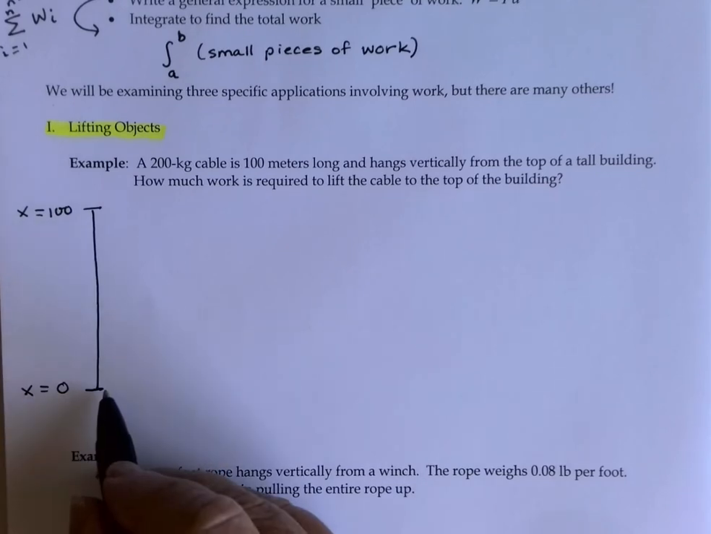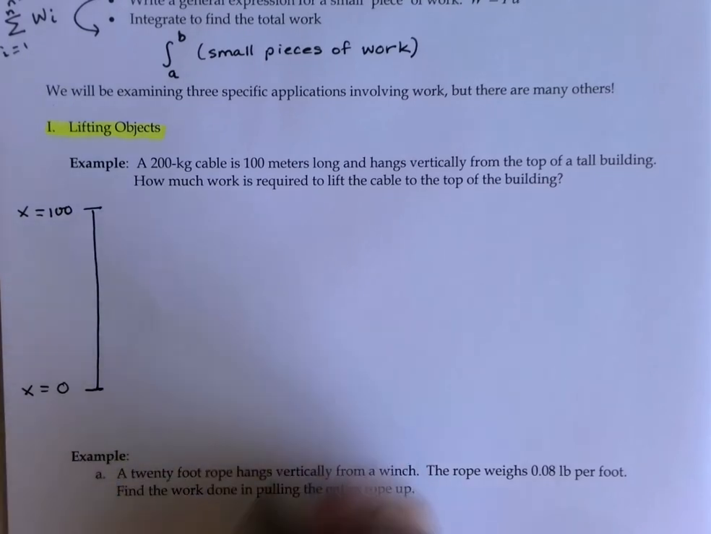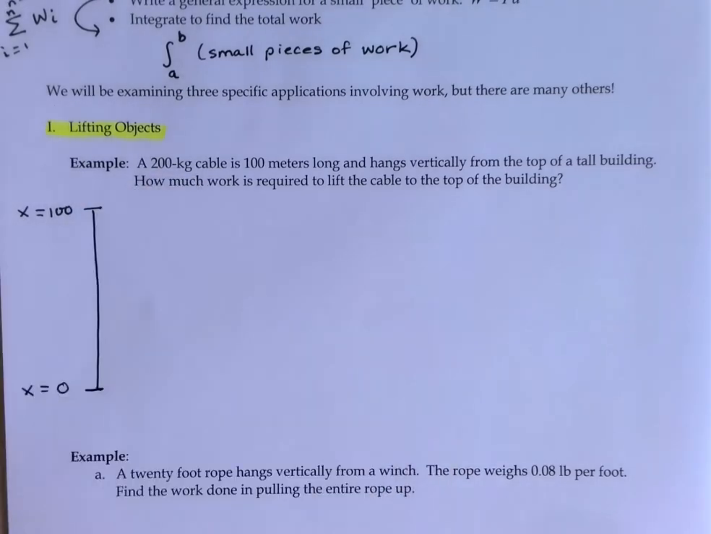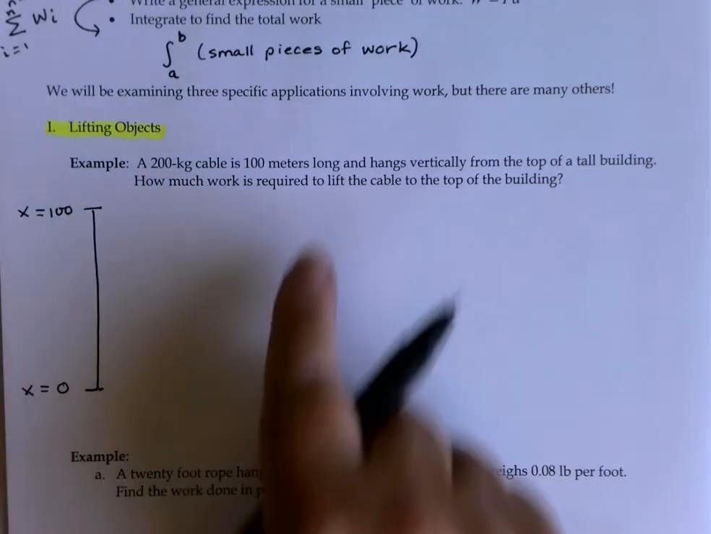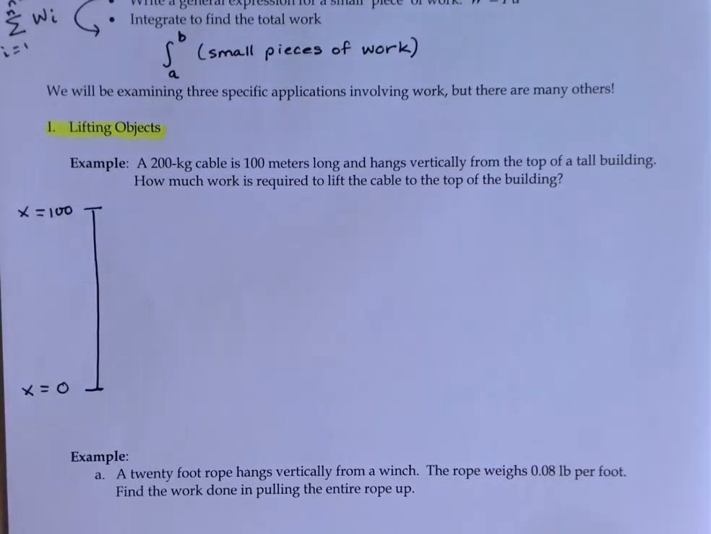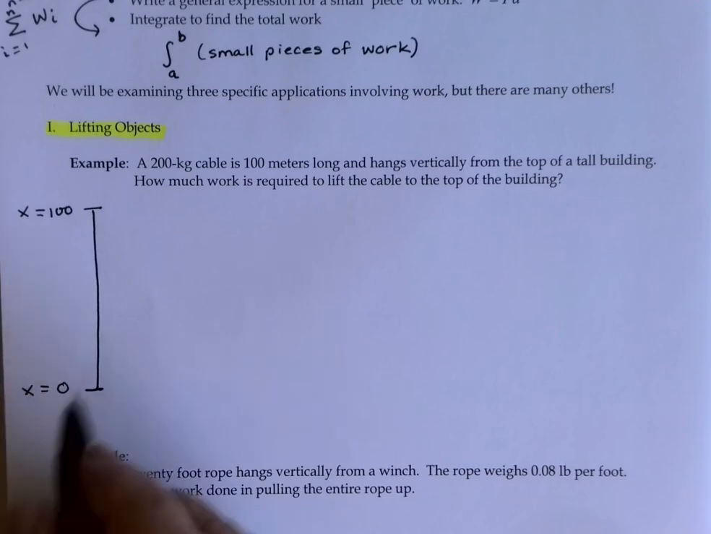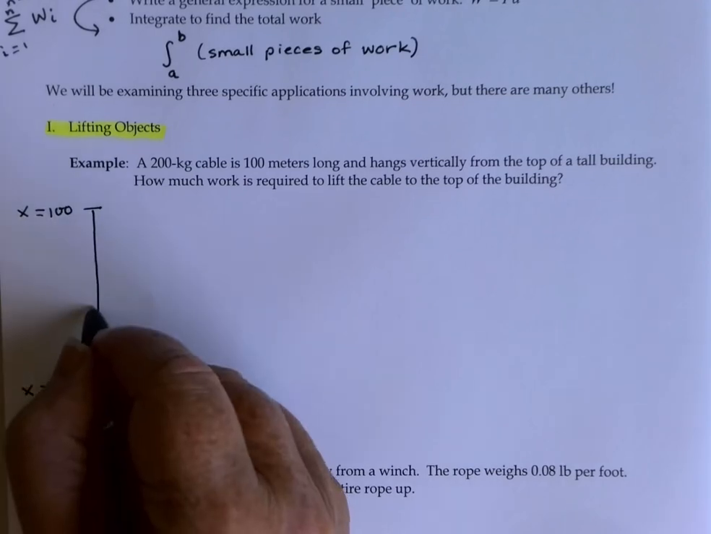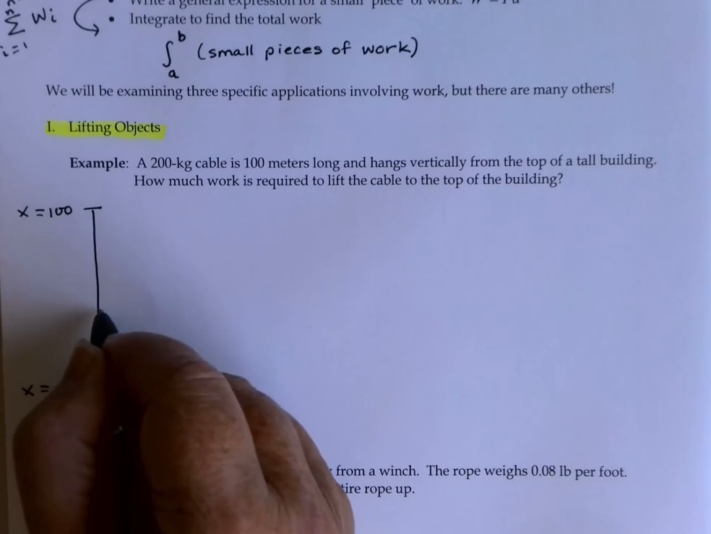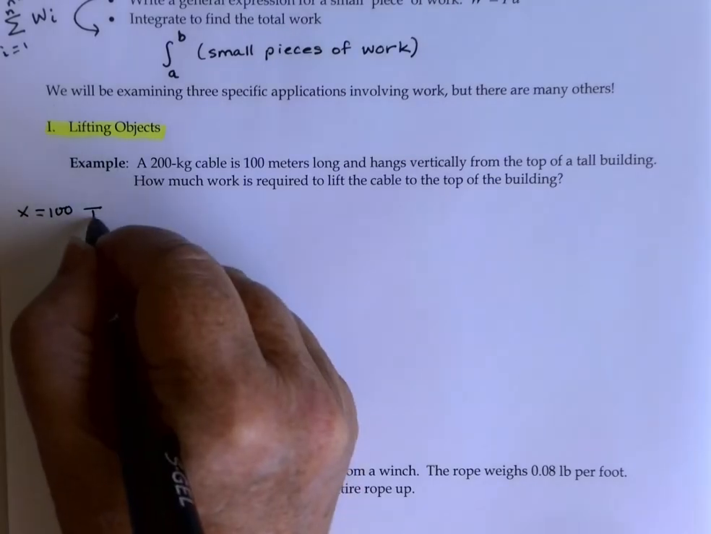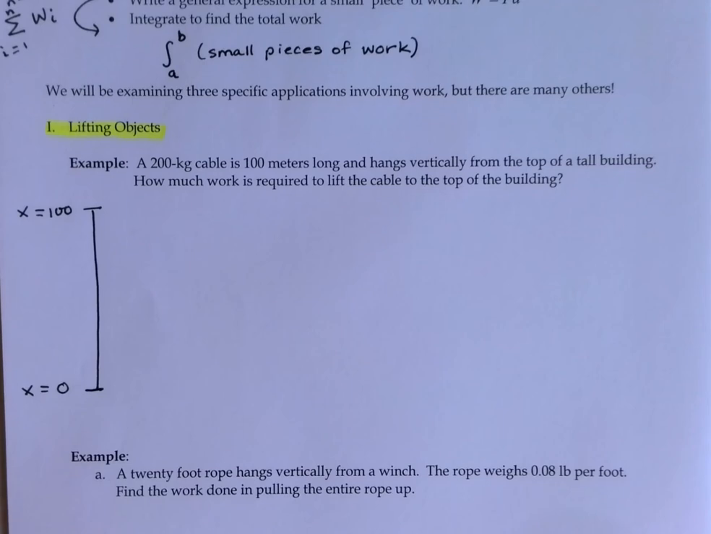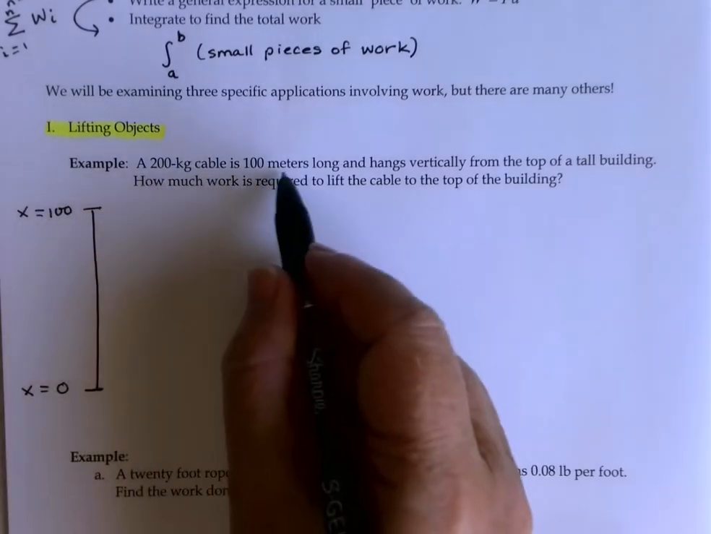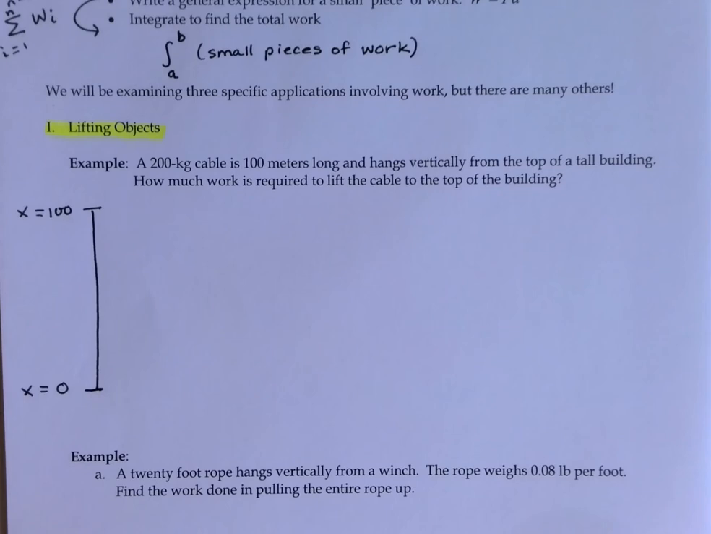The problem that I have here is that when I'm lifting this thing, I can't just say I'm lifting the whole 200-kilogram cable 100 meters, because I don't have to lift it all 100 meters, right? I have to lift this part at the bottom 100 meters, but this part in the middle, I only have to lift 50 meters, and the part near the top, I maybe only have to lift 1 or 2 meters. So I can't consistently say I'm lifting that entire cable the full 100 meters.